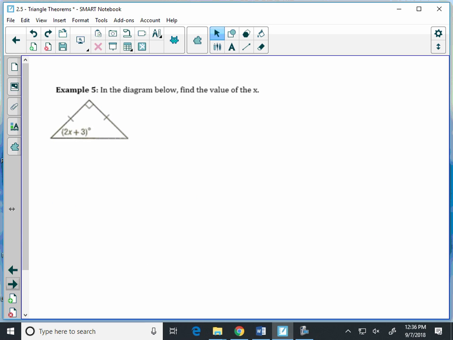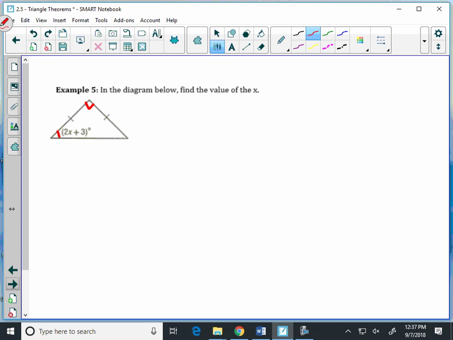So example 5 says, in the diagram below, find the value of x. Okay, I know one of my angles. What's the measure of this angle right here with the little box? Good. We got a box. We know it's 90. I know this angle right here, 2x plus 3. What's the issue here? Do we know this angle? No. But Trent, what do we know about this triangle?